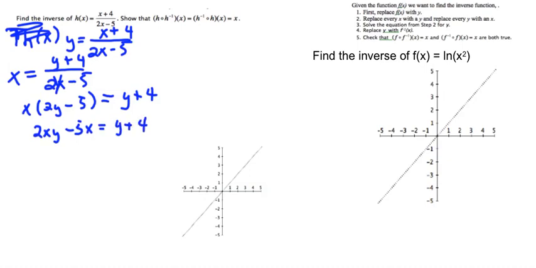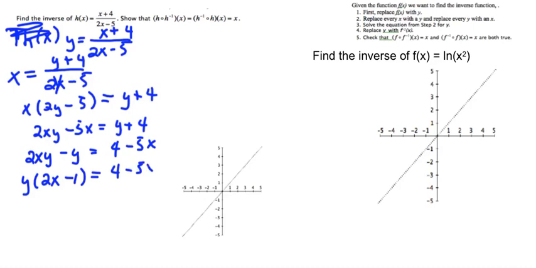Then what I'm going to do is factor a y out, because that's what I want. Actually, I'm going to get the y's on one side by themselves, so 2xy minus y is equal to 4 minus 5x. Factor out a y, as I said earlier, so y times 2x minus 1 is equal to 4 minus 5x. What I came up with is the inverse, or y, is equal to 4 minus 5x, and I can divide by 2x minus 1. So I was able to get y by itself.